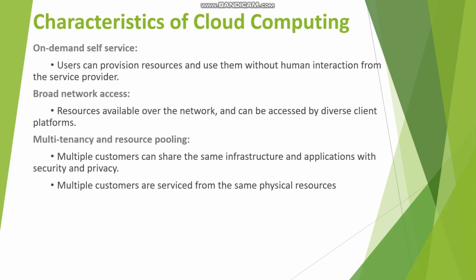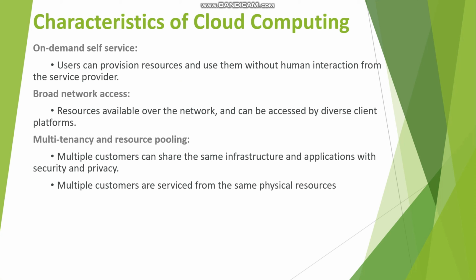The next one is multi-tenancy resource pooling. Here, multiple customers share the same infrastructure in a secure manner with a lot of privacy. Which means if two persons share the same infrastructure, one person does not know what's going on in the other one, even though they share the same infrastructure.